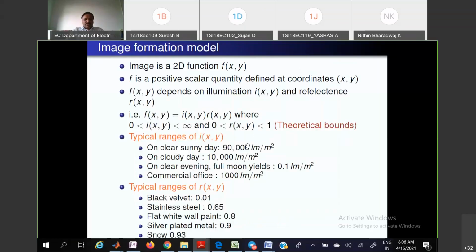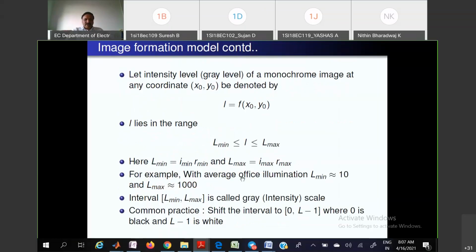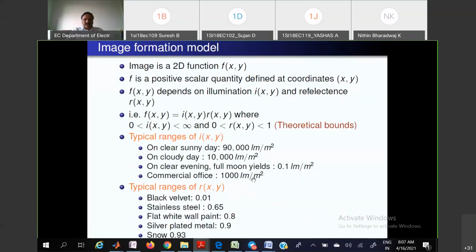Then we also looked into the image formation model. The gray level is a function of illumination and reflectance. It depends on the amount of illumination, it depends on the reflectance. These are some typical ranges. And a good example, in an average office, the illumination is about 1000 lumens per meter square.